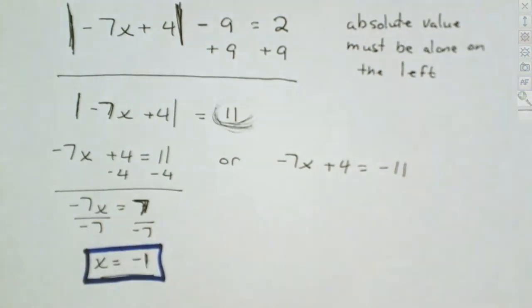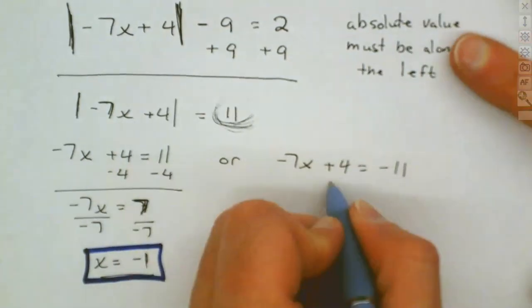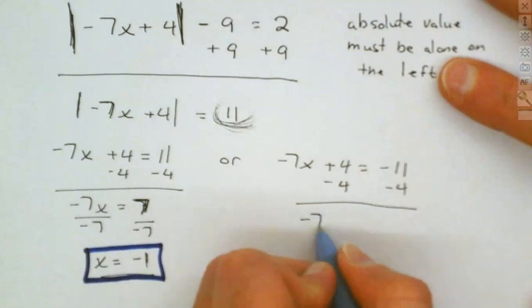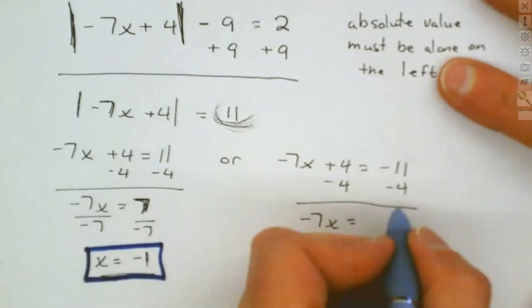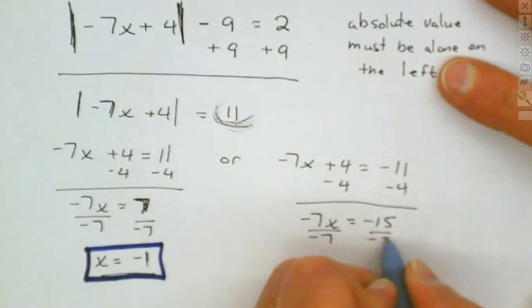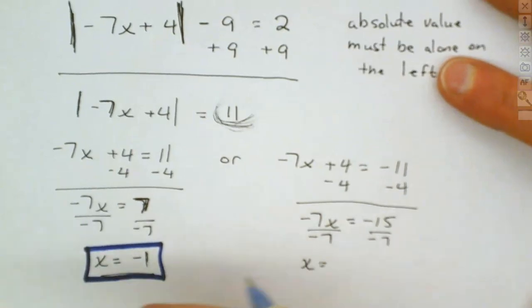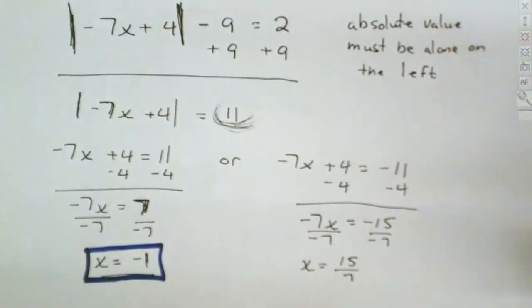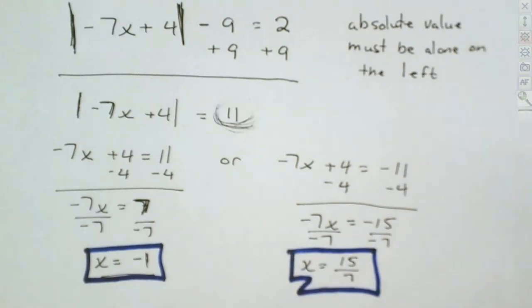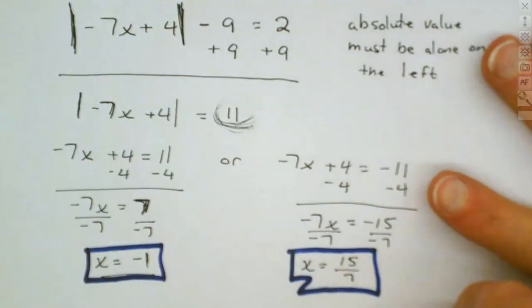All right, we still need to get the other one. So we're going to move that 4 over. And the other one is a minus 7x equals minus 15. We'll divide by our minus 7. Negative over negative makes it a positive. So that's going to be a positive 15 over 7. And we've got both answers. Let's do another one. Let's talk about 0.